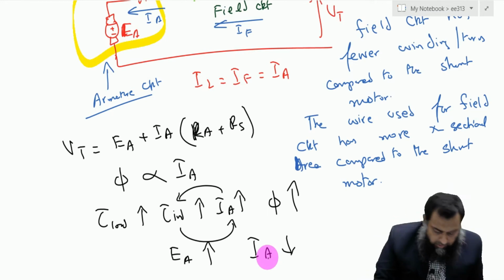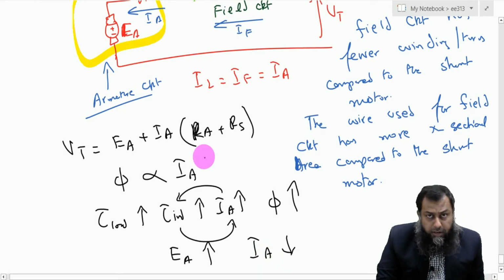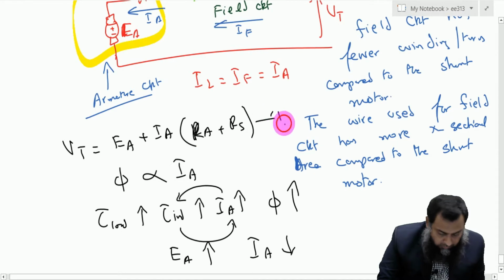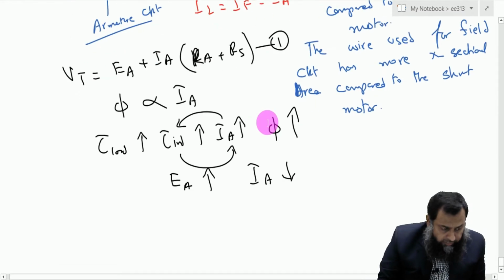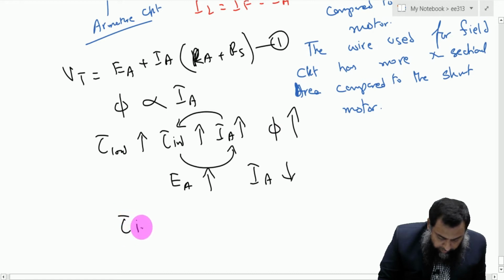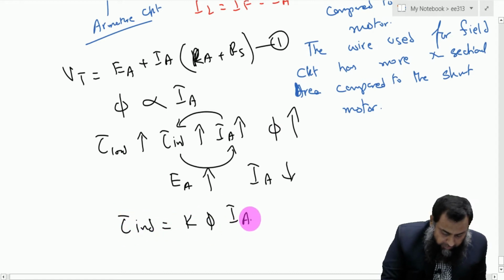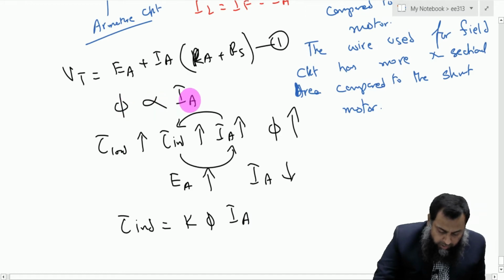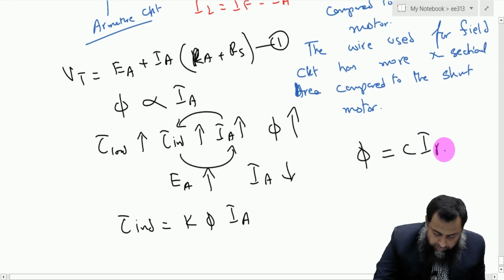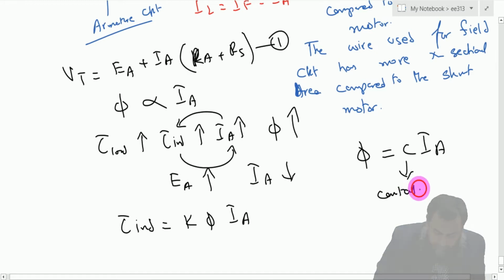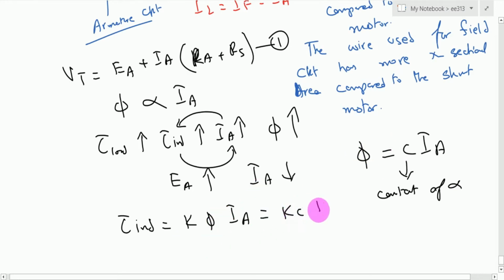So let us move forward to establish the terminal characteristics of a series motor. This is the first equation that we will use for analysis of the series motor. The second equation is that the induced torque equals K phi IA, and we have earlier seen that phi is proportional to IA, so phi equals C times IA, where C is the constant of proportionality. If I put this phi in here, then the induced torque is equal to KC IA squared, and this gives us very important information about the series motor.